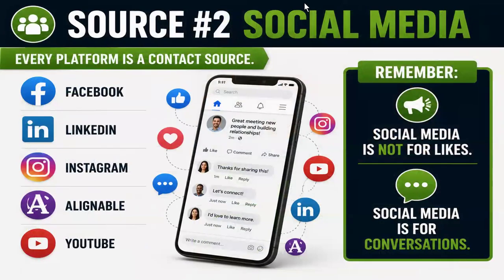When you look at source number 2, social media. Now, social media is a great place, but don't miscalculate how you're supposed to use social media. Social media is not about getting the most likes. Social media is about taking a platform like Facebook, LinkedIn, Instagram, Alignable, or YouTube and moving it and using it for conversation. So if you get 4 likes on a post, 2 engagements, one of those engagements moves to a DM and one of those moves to a meeting, great, that's awesome.